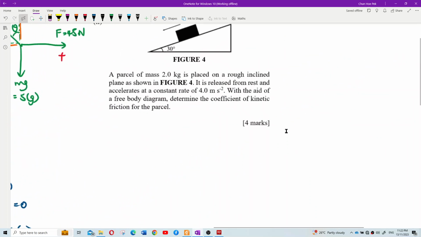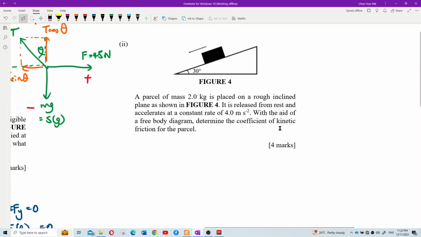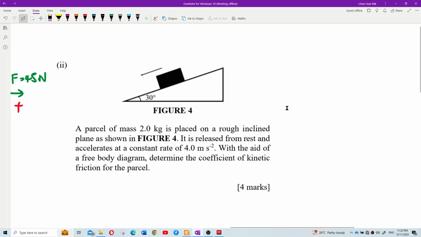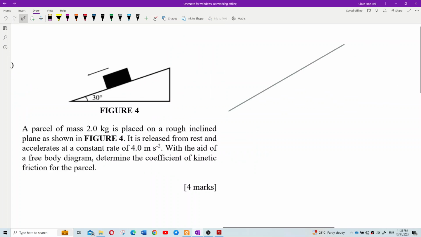Now this one: a parcel of mass 2 kilogram is placed on a rough inclined plane, released from rest, and accelerates at a constant rate. Using this acceleration and the aid of a free body diagram, determine the kinetic friction for the parcel. Let's draw the free body diagram. You must also draw it slanting, following the object's slant.